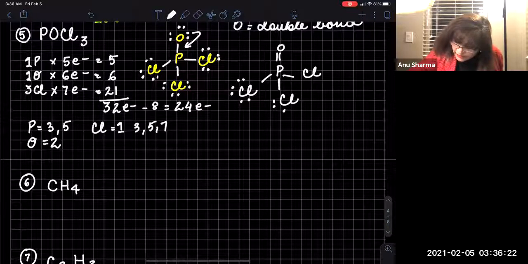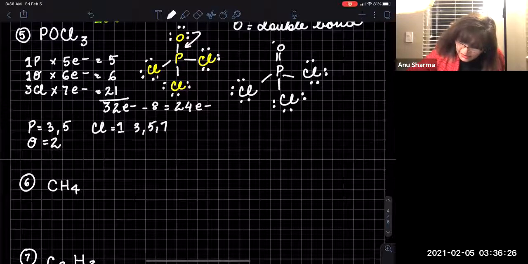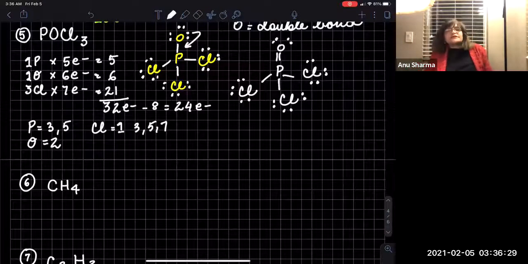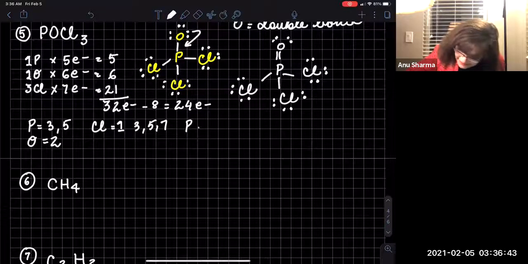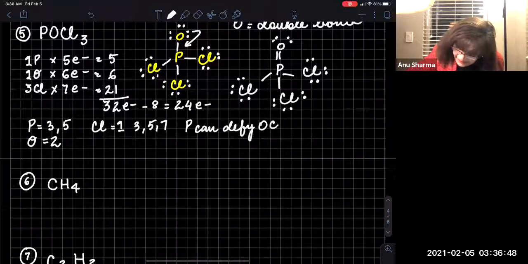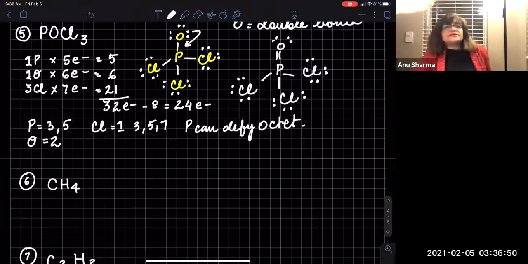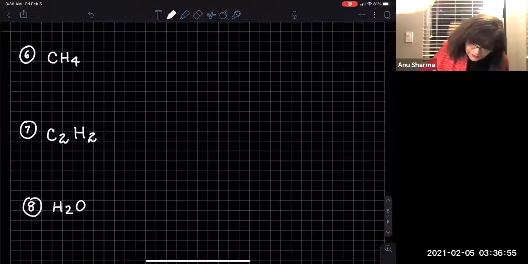So if you look at the octet of the chlorines, that is met. The octet of phosphorus, 1, 2, 3, 4, 5, 6, 7, 8, 9, 10. Yeah. So phosphorus, remember, phosphorus can defy octet. And this is an example where it is doing this. Okay. Next, let's look at methane.